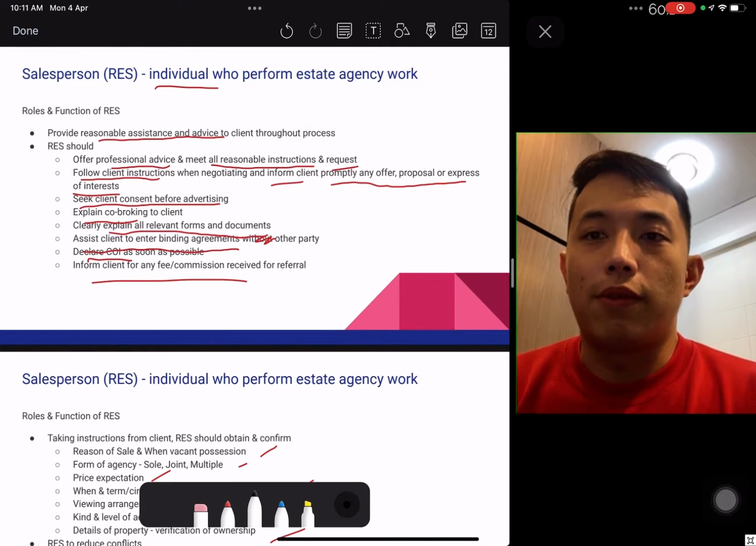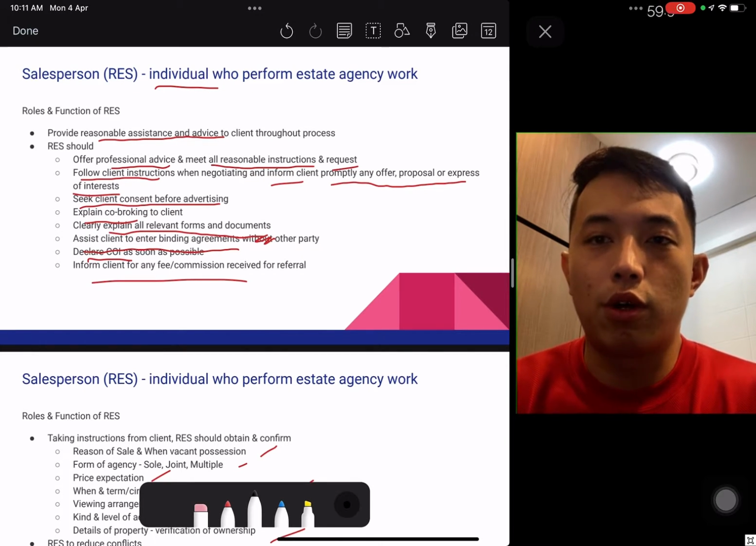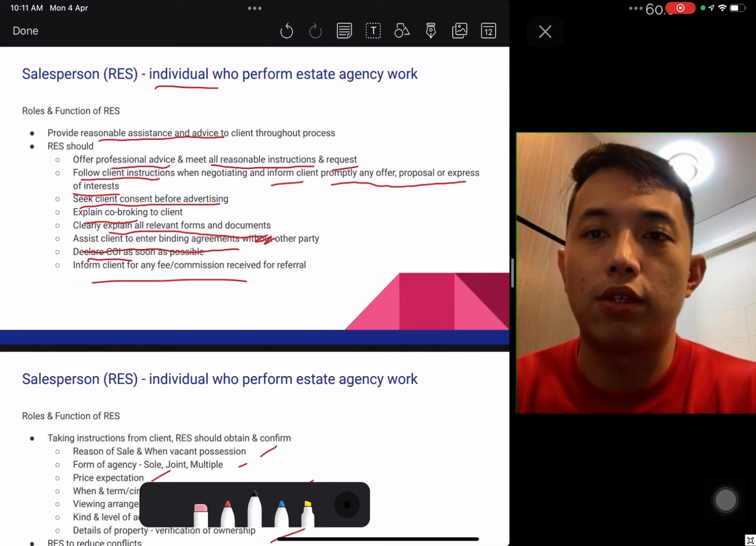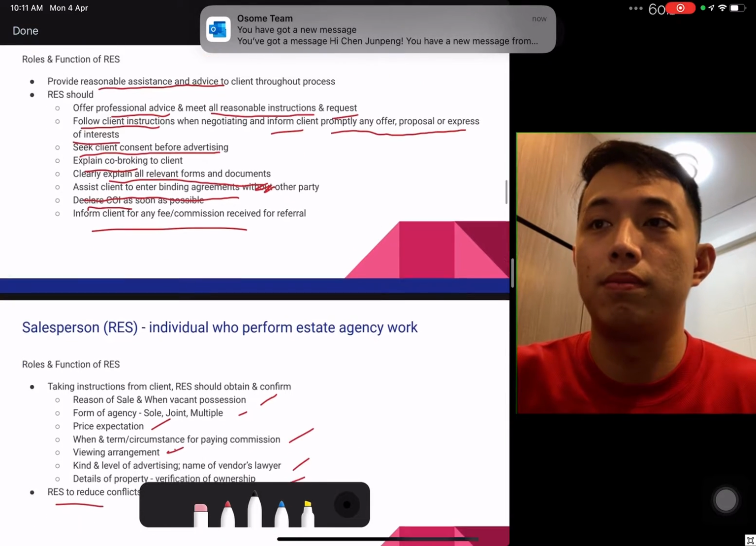Seek the client's consent before advertising. Explain co-broke, how co-broke works. Explain all relevant forms and documents. Assist the client to enter a binding contract with the other party. Declare COI and inform of any commission receivable.